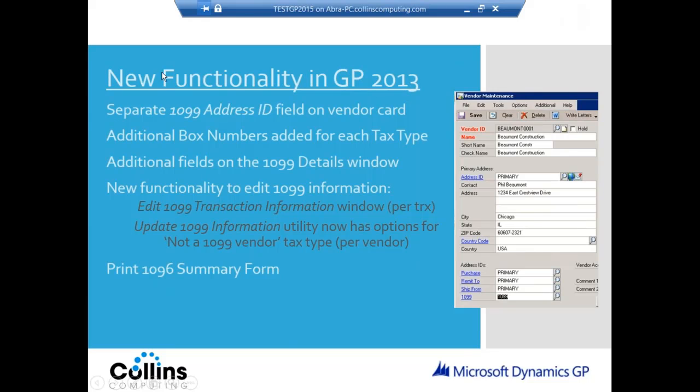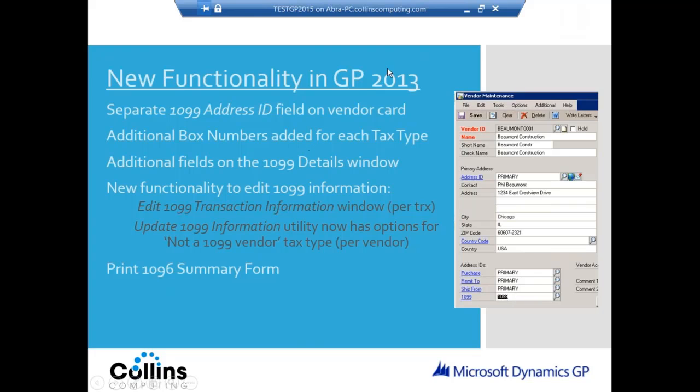So the first thing is, starting in 2013, there were several new options. One is that you could actually have a different address for your 1099 printouts to go to. So when you print your 1099s, maybe your vendor has a primary address and then they have a 1099 address. It's pretty obvious in the vendor maintenance window under 1099, you could just put another address ID and create another address. And so you'll notice that when you print a 1099 for that vendor, it won't print the primary. It would print whatever you have for the 1099.